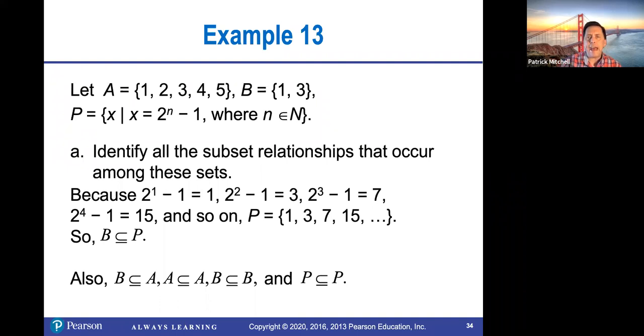So we can see that B is a subset of A. So remember, a smaller set that lives inside a bigger set. 1 is an element of B, it's also an element of A. 3 is an element of B, it's also an element of A. Bam, that means B is a subset of A. And then that's about the only interesting subset example among these. The only other things you can say is that each set is a subset of itself. Okay.